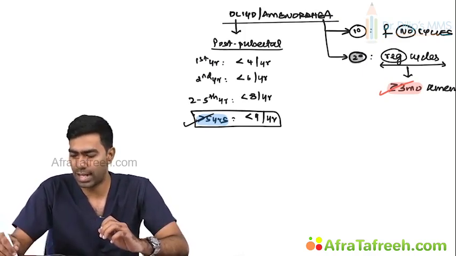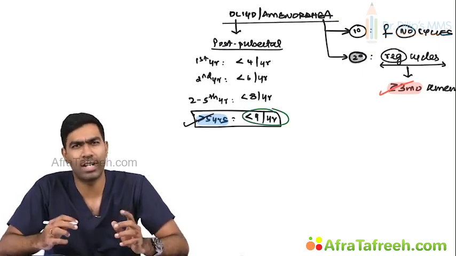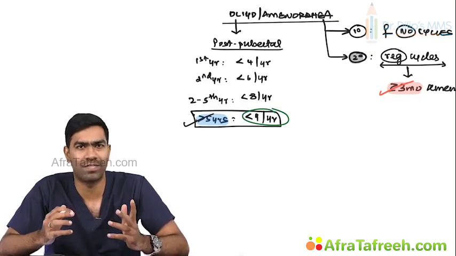So why do you call it 9 cycles per year, not 12 cycles per year? Many students have this doubt. It's very simple, because your menstrual cycle is not fixed.